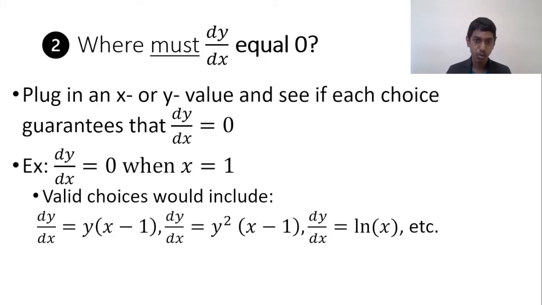For example, the one I have on this slide is, if you know that dy/dx is 0 when x is 1, then you have to eliminate any answer choices that don't guarantee this. Some choices for dy/dx that would guarantee that dy/dx is 0 when x is 1 include these three that I've listed below. You can eliminate any other choices, like if you've got xy, for example, if that was your dy/dx, then that doesn't guarantee that dy/dx is 0 when x is 1, so you can safely eliminate that answer choice.